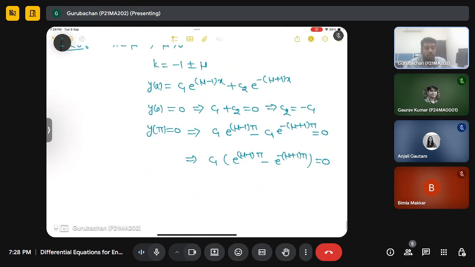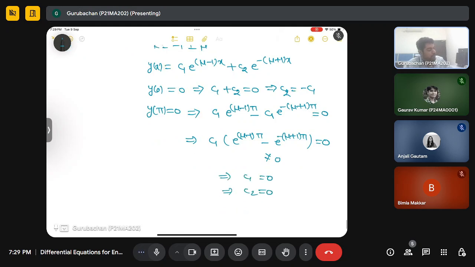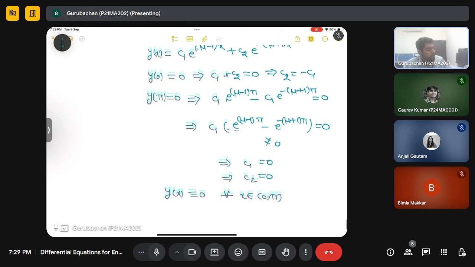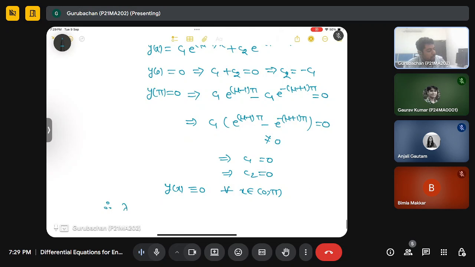These two values can be equal only when mu plus 1 or mu minus 1 is 0, which is not possible. Or you can say this can never be 0. So this will imply that c1 is 0, and c1 being 0 means c2 is 0, and c2 being 0 means y(x) is identically 0 for all x from 0 to pi. Therefore, lambda less than 0 is not an eigenvalue of this SL system.